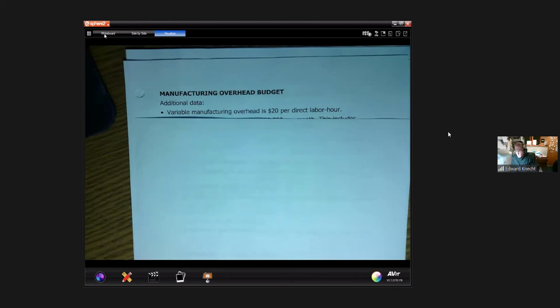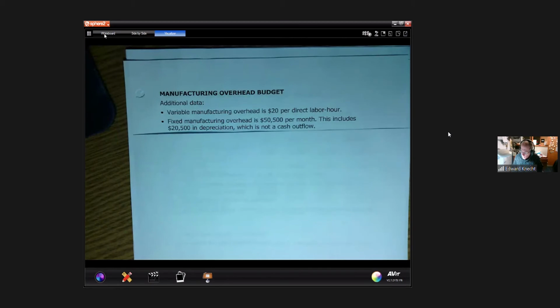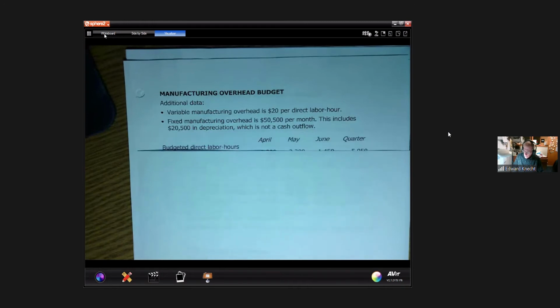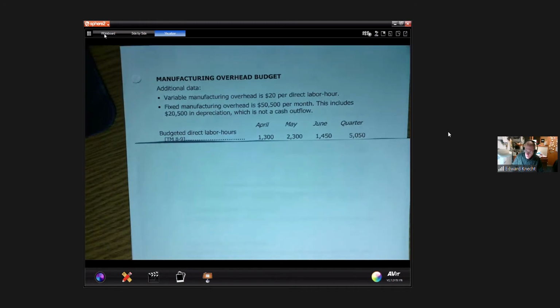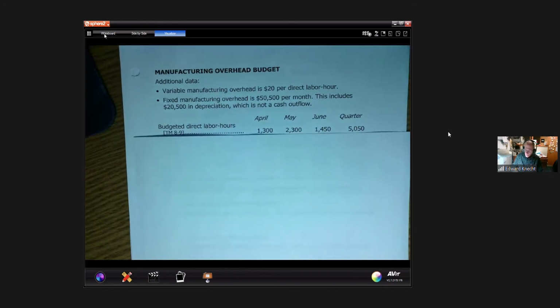Variable manufacturing overhead is $20 per direct labor hour. Fixed manufacturing overhead is $50,500 per month. This includes $20,500 in depreciation, which is a non-cash outflow. So that's important when we determine cash needed, because cash doesn't leave the company. Depreciation is just a systematic, rational approach of allocating the cost of an asset over the useful life.